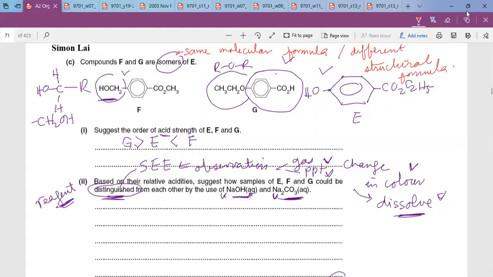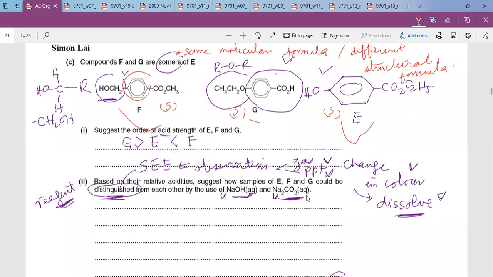So these three, E, F, and G, they ask you now, put the order, we've done this already. Based on the relative acidity, suggest how the samples E, F, and G could be distinguished from each other by use of NaOH(aq) and Na2CO3(aq). Remember, you must know that these are solids. Why solid? Because of the benzene ring, large ring, high molecular mass. With the ring, normally all are solids.